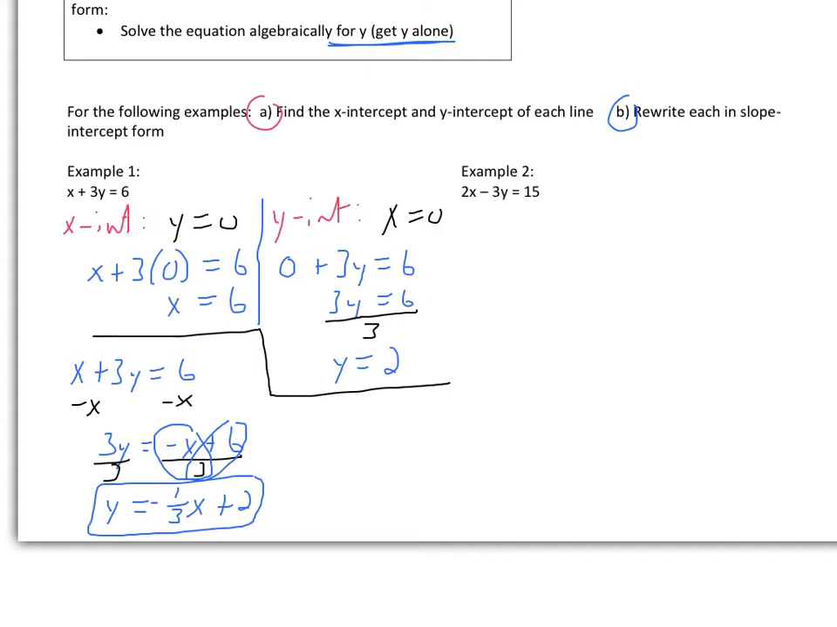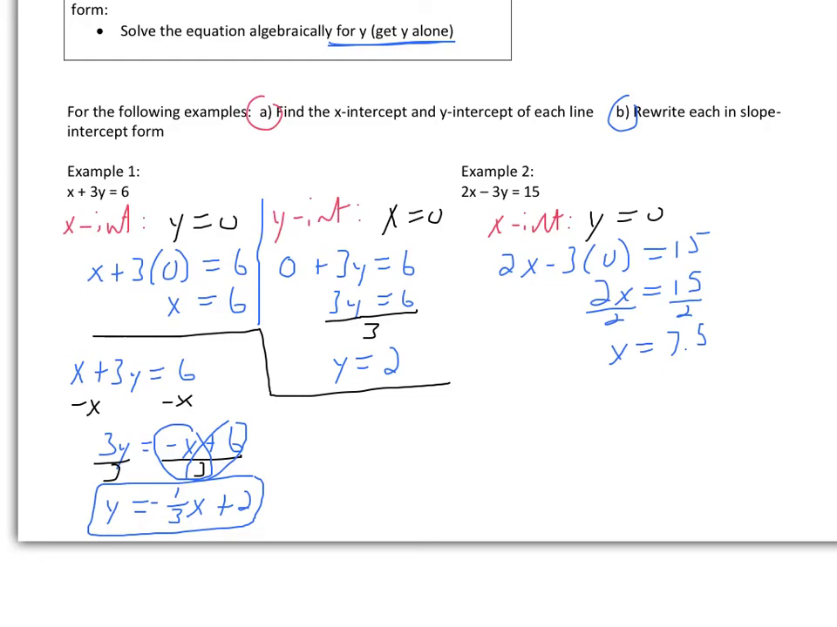The next one, we'll try that again. So x-intercept is when y is equal to 0. So we plug that in, and we get 2x minus 3 times 0 equals 15. We solve that. We cancel out the negative 3 times 0 because that's 0. We get 2x equals 15. We will divide by 2, and x equals 7.5.